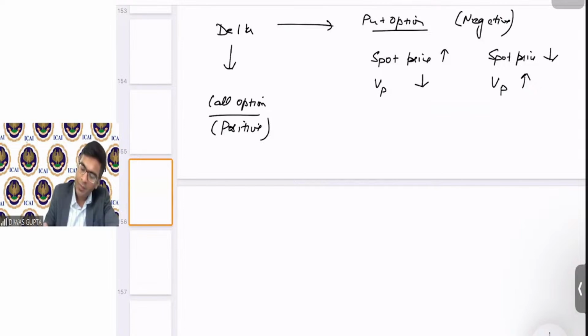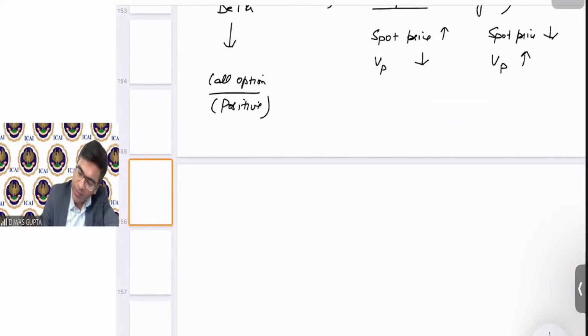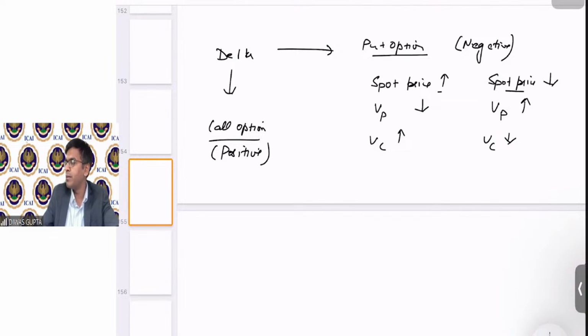Now, in case of a call option, if the spot price increases, the value of call option will also increase. It has a direct correlation. If the spot price decreases, the value of call option will also decrease, students. Okay. I hope this is crystal clear.